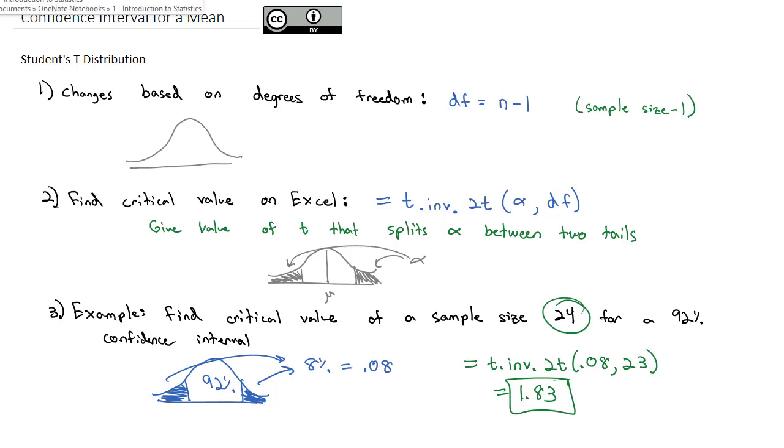Now that we know how to find the critical value on Excel using the t-distribution for a mean, we're ready to, in our next video, actually calculate the confidence intervals.